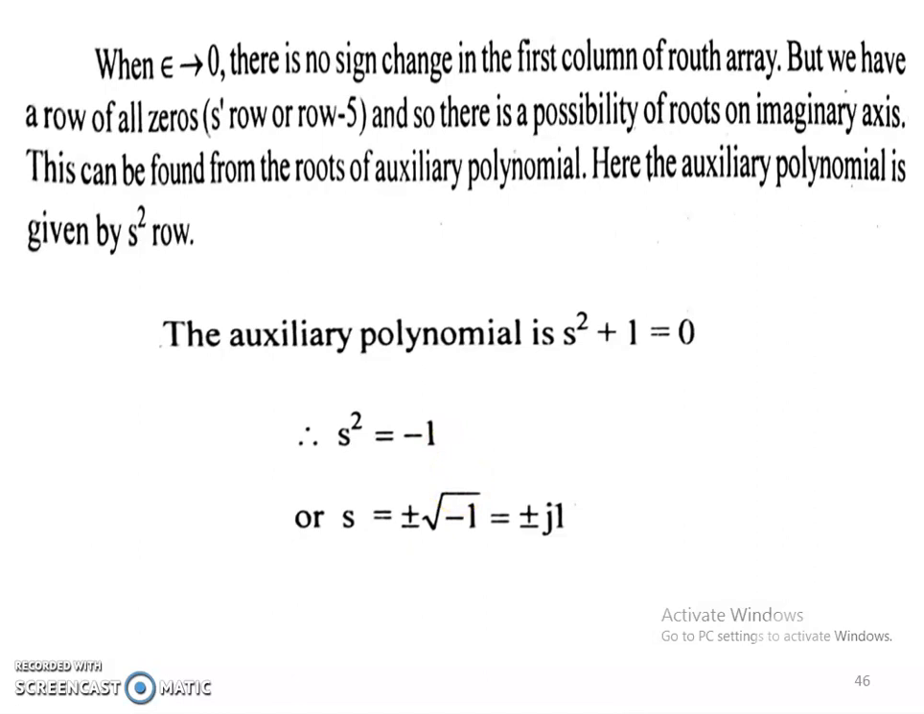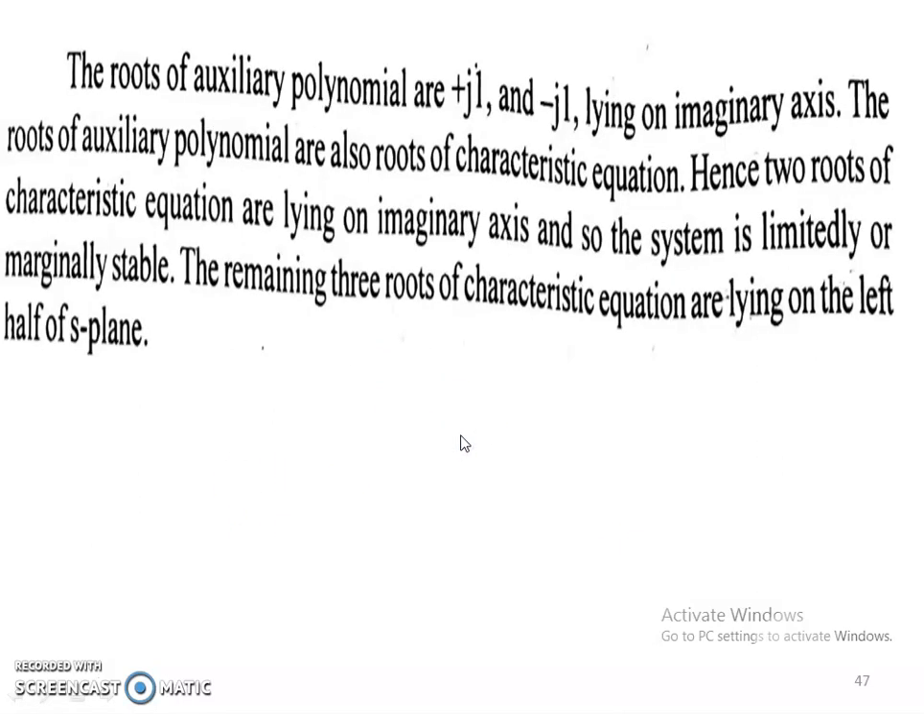But since we are getting one element as 0 in the first column, there is a chance for roots on the imaginary axis. So we take the auxiliary polynomial and find the roots. We have got two imaginary roots. From these imaginary roots, we understand that the system is not fully stable, but it is limitedly or marginally stable.